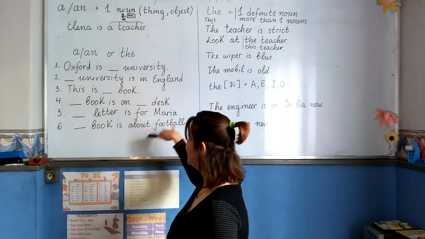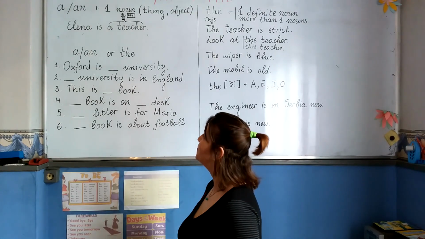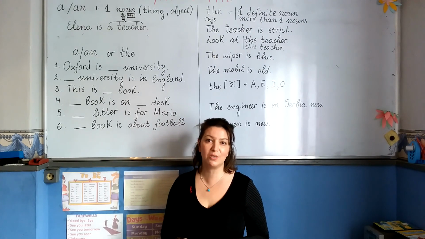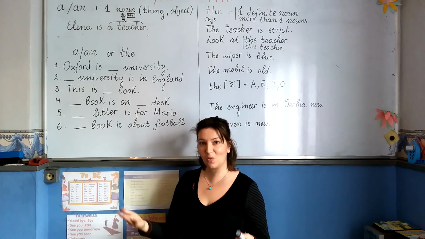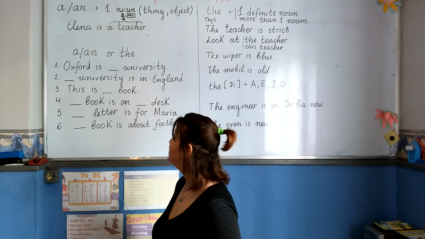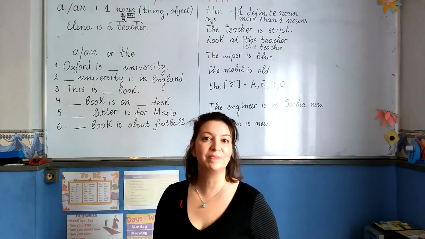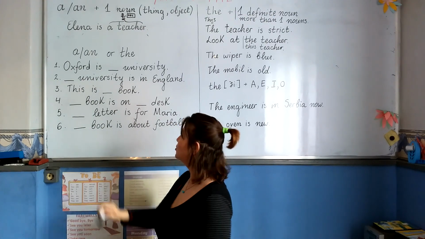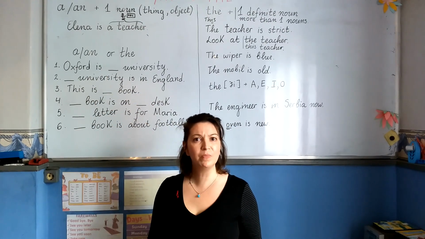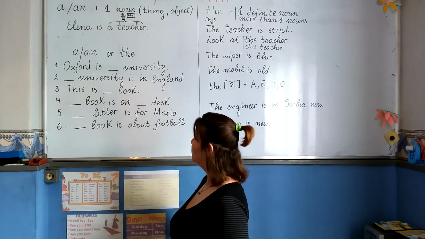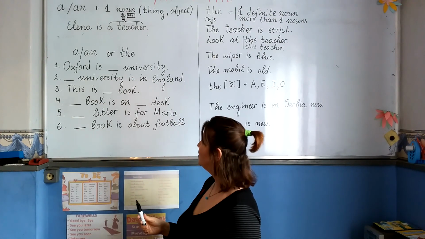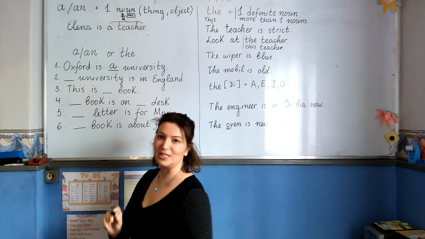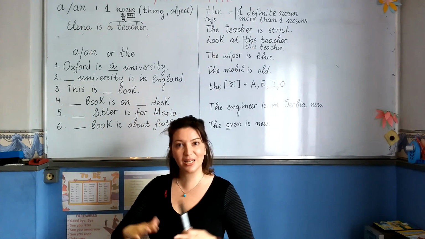So let's think together over the sentences. The very first one, of course, Oxford is a big city, but it is also a university. There is also a university in the city. Well, Oxford is... What do you think I shall put here? Shall I leave it like this, just Oxford is university? It doesn't make sense. Well, it will make sense if I put Oxford is a university, right? Oxford is a university.